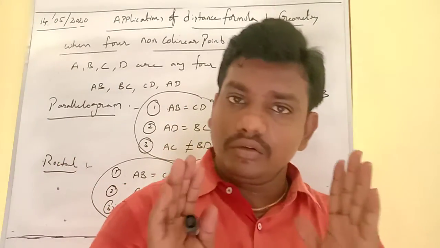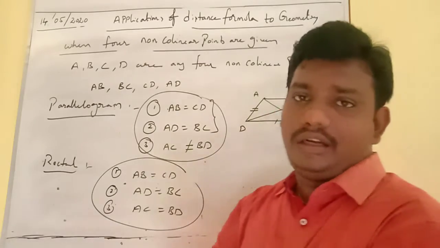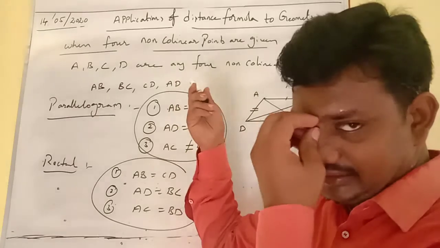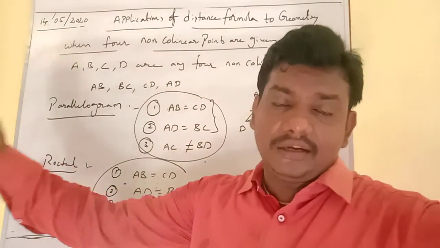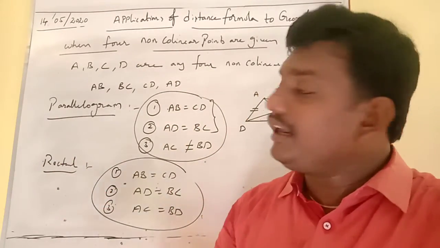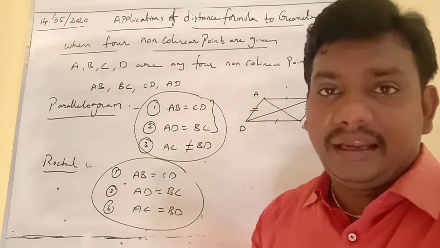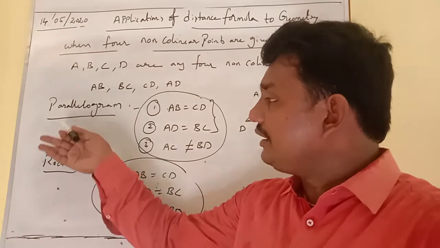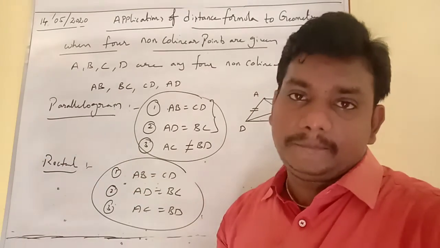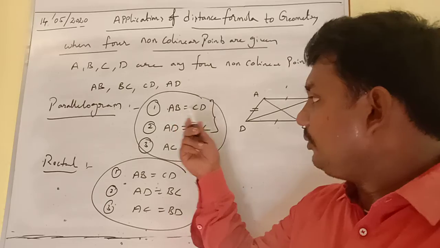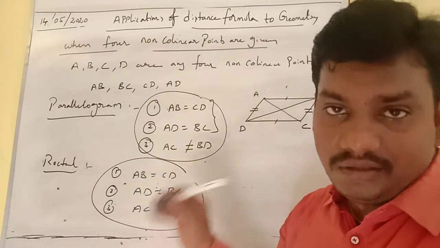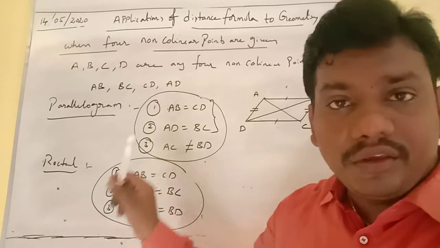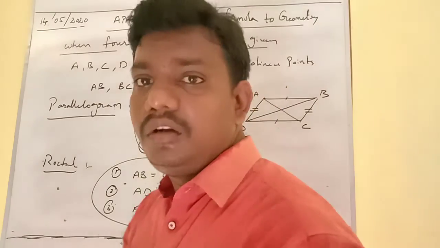That means, whenever a quadrilateral is given, we have to find all the 4 sides. If it is a special quadrilateral, we must find the diagonals also. The special types of quadrilaterals here are the parallelogram and the rectangle. In a parallelogram, opposite sides are equal and diagonals are not equal. Coming to the rectangle, opposite sides are equal and diagonals are also equal. That is a very important point.